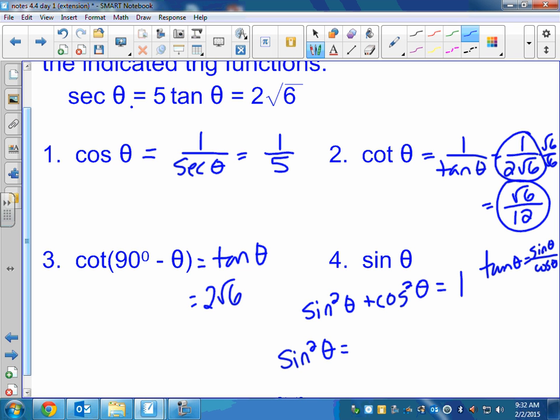What does cosine theta equal? 1/5, but I'm squaring it, so I'm going to show my work. I'm going to say that's 1/5 squared, because it's cosine squared. And what is 1/5 squared?